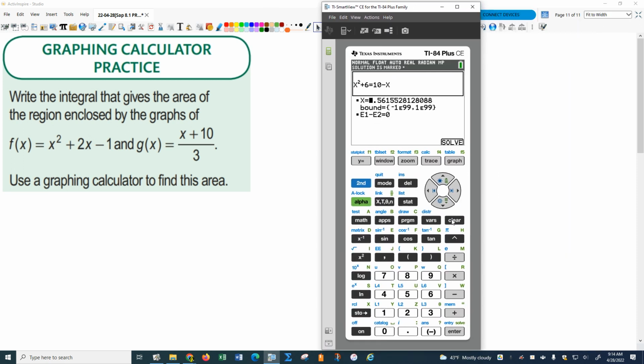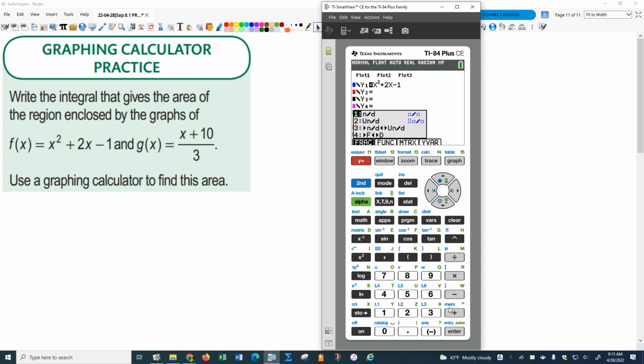Okay, what's this going to look like? So what do we want to do first? Graph it, yeah. Okay, there's one function. To graph this one, I'm going to use the fraction template. Remember, to get to the fraction template, I can go alpha F1, enter.